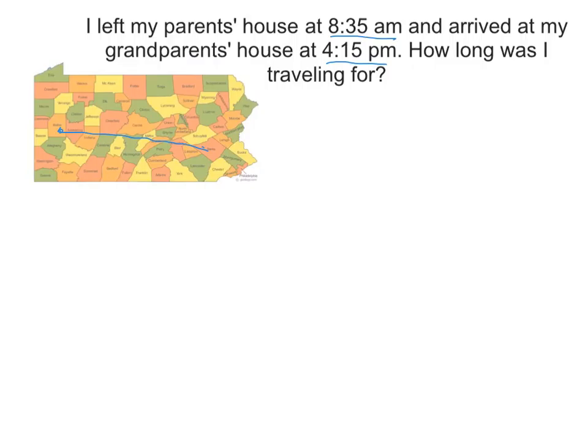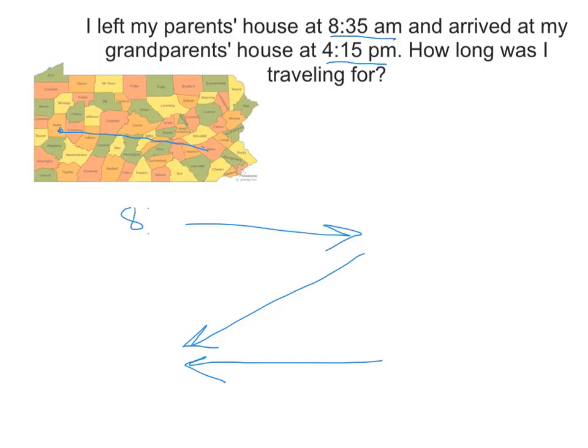So with the Z method, it looks a little different. It makes a big Z. So we've got a line that goes that way, a line that goes that way, and then a line that goes that way. Bunch of rays, really. So we put our start time up here, 8:35, and then I will put my 4:15 here at the end.